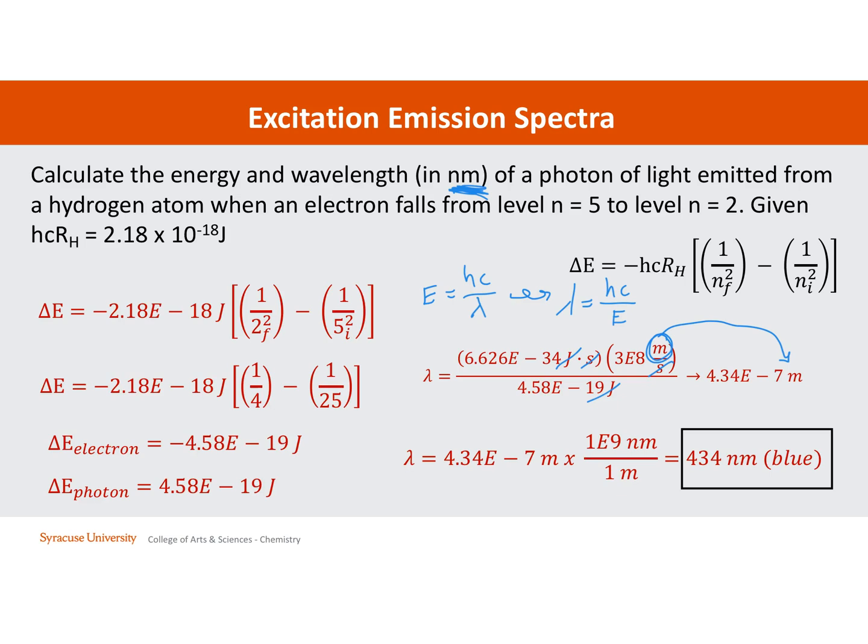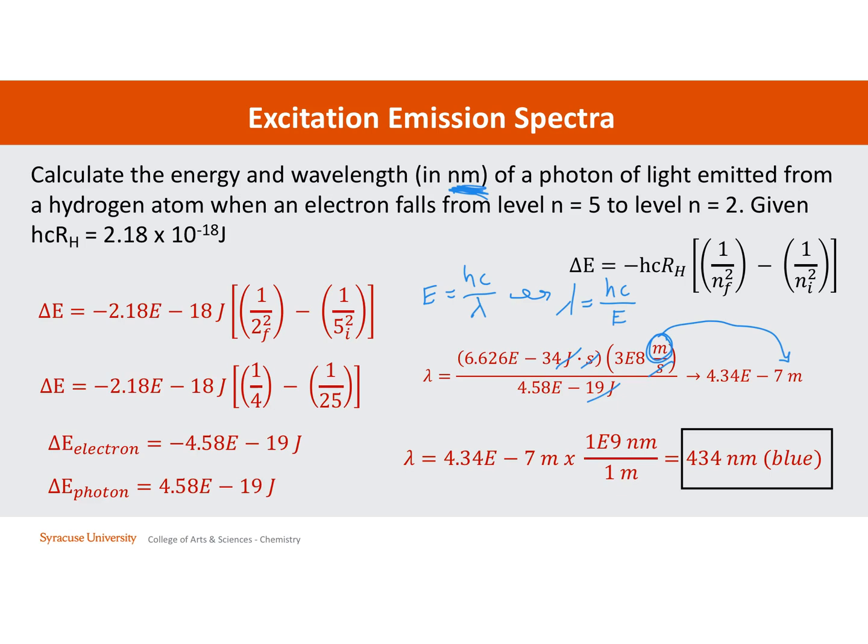We have to convert meters to nanometers. To do that, I know in 1 meter I have 1 billion nanometers, so I multiply by 1 e to the 9 to get my wavelength of approximately 434 nanometers, which happens to be in the blue region.